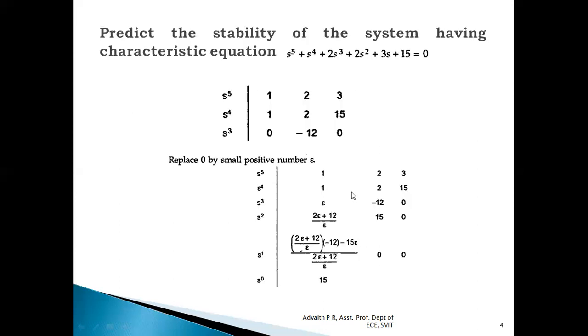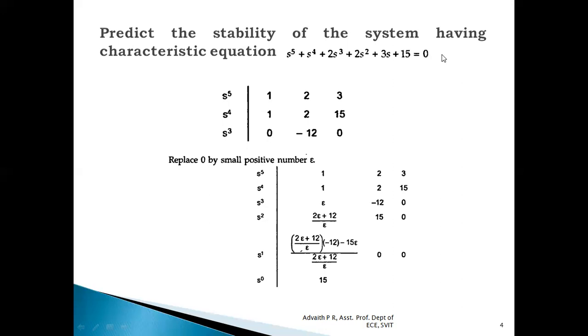Let us understand this special case 1 and see how we can overcome this difficulty by considering an example. Predict the stability of the system having the characteristic equation s to the power of 5 plus s to the power of 4 plus 2s cube plus 2s square plus 3s plus 15 equals 0.